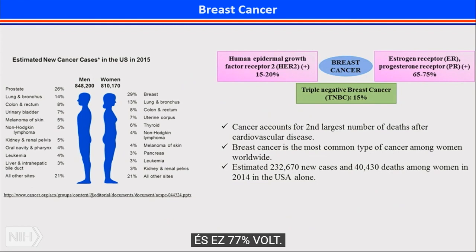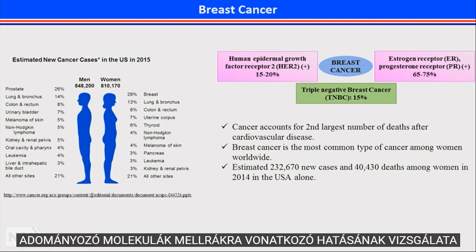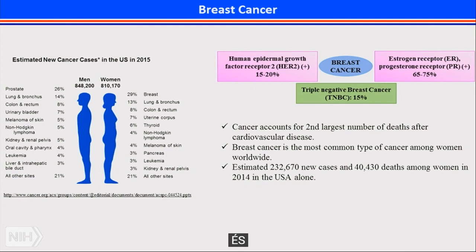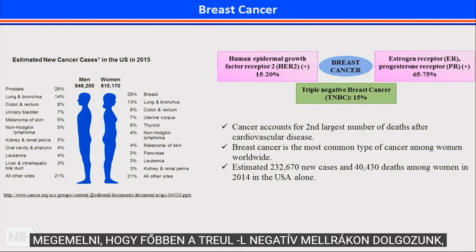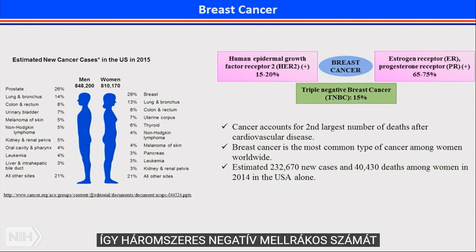In our lab, we are mainly interested in looking into the effect of various HNO and HNO-donating molecules in breast cancer. These are some of the breast cancer statistics, and I will skip through them. I just want to mention that we mainly work on triple negative breast cancer, which is estrogen receptor negative, progesterone receptor negative, and HER2 receptor negative. Triple negative breast cancer accounts for only 15% of breast cancer patients, but these patients have a poor survival rate.